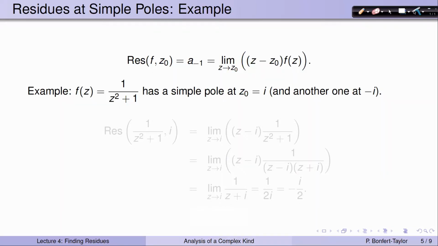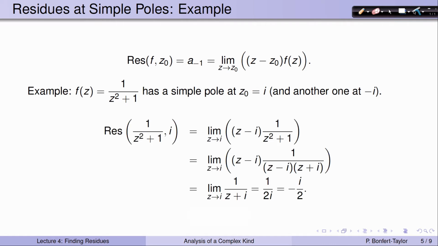Let's look at f of z equals 1 over z squared plus 1. We've already looked at this function before. We know it has simple poles at z0 equals i and z0 equals negative i. We'll focus on i right now and try to find the residue at z0 equals i. By our formula, we can find that residue by first multiplying the function f by z minus i. That's what you see right here. We multiply f by z minus i. And then we need to take the limit as z approaches i.